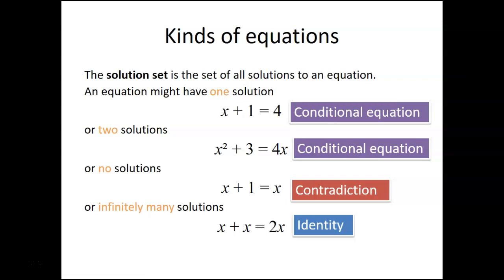When we're solving equations, usually the kinds of equations we're solving are conditional equations, where we have a solution or maybe 2 or 3 or 4 solutions. But it's possible to get an equation with no solutions or with infinitely many solutions. And if that happens, we need to recognize that and say what's going on.